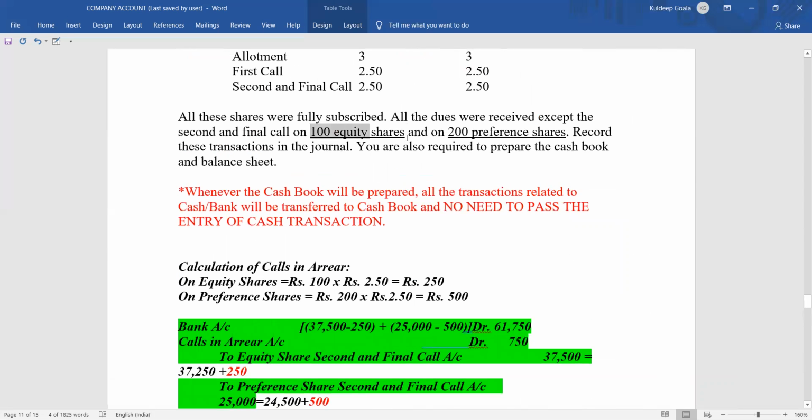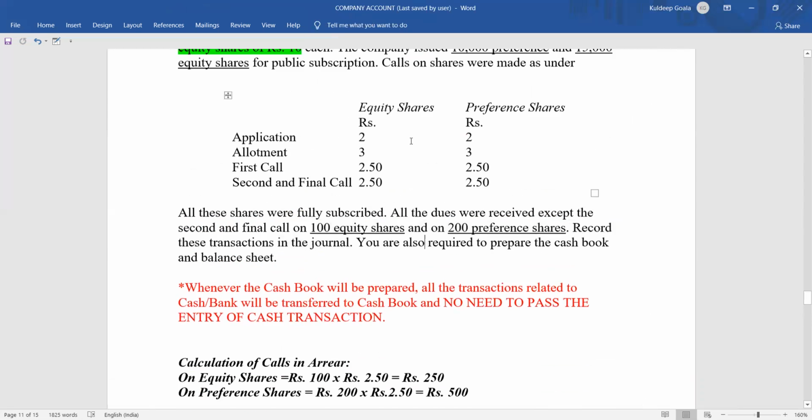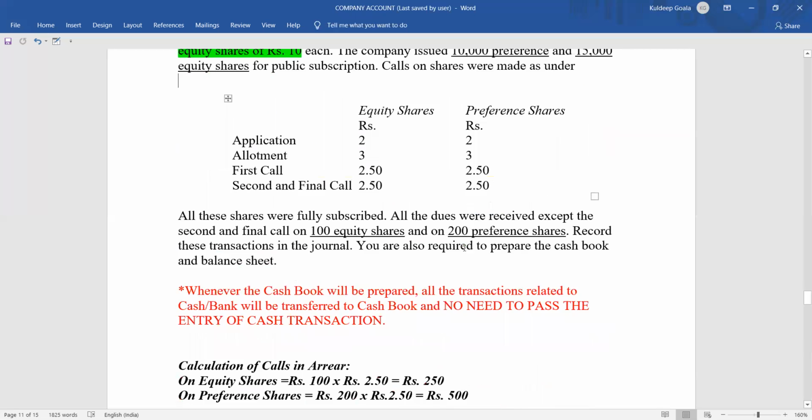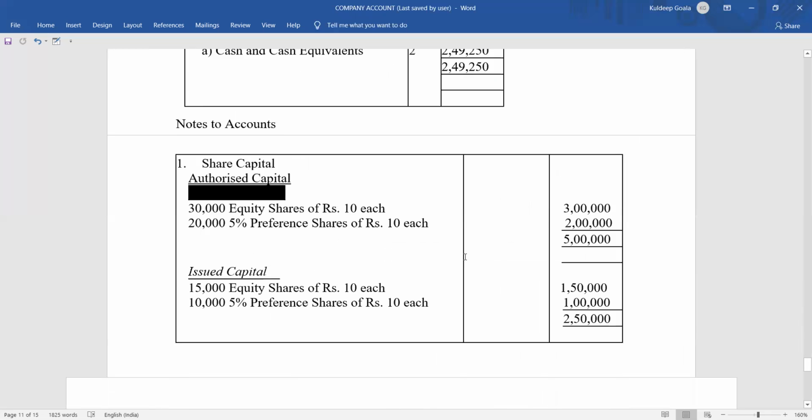How many shares were there? 100 equity shares, right? Meaning how many equity shares did we issue? 15,000. So if 100 is in arrear, that means 14,900 have fully paid. And in case of preference shares, there were 200 preference shares who did not pay. That means 9,800 have already paid, right? So that is a grouping you have to understand.